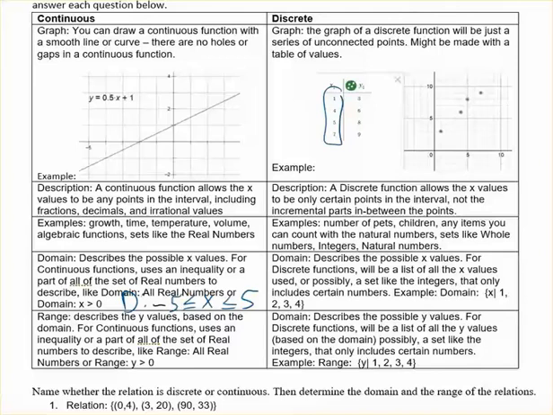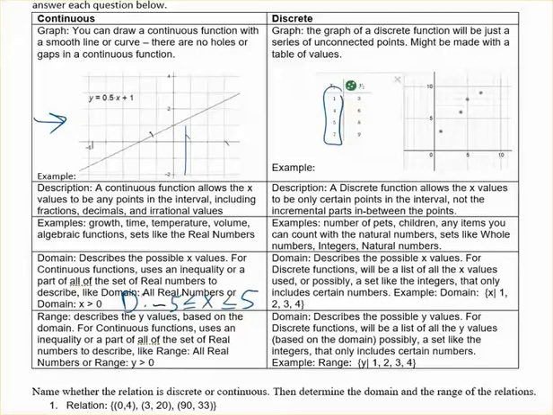Now the range is based on the domain. So in our graph up here, we said that the domain can be any of these numbers. It's all real numbers. Look at the y-axis right here. The y-axis, there's points that are below it. The graph goes below the x-axis, so there's negative numbers. It goes above, so there's positive numbers. There's nothing that y cannot be either. So in this case, in this continuous function, the range would also be all real numbers.